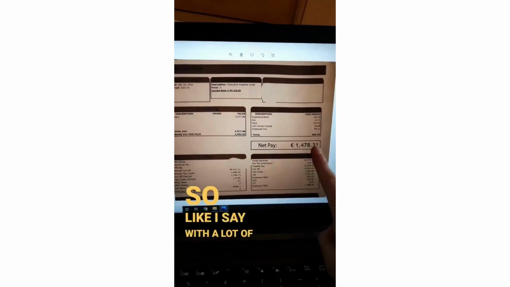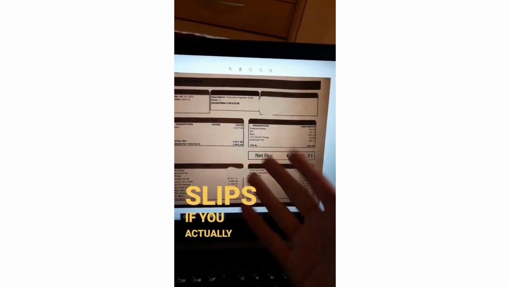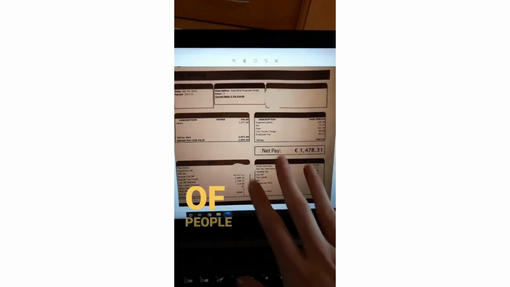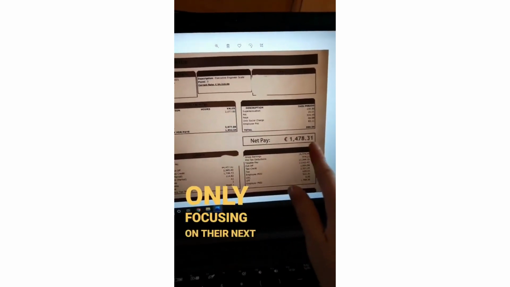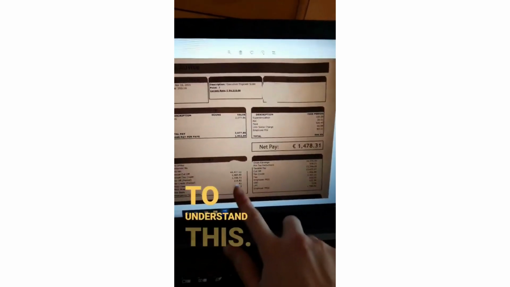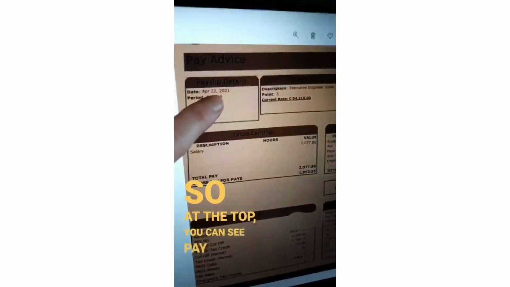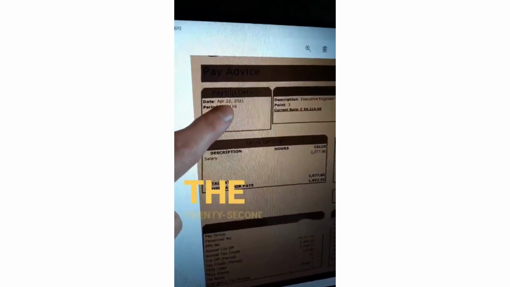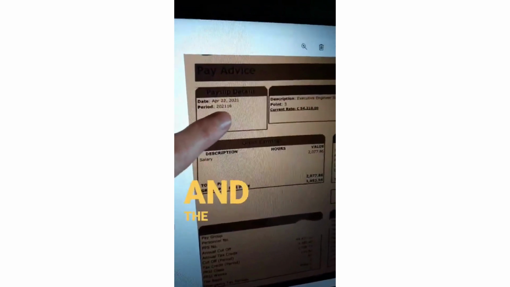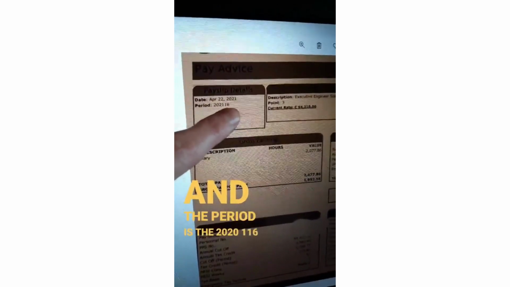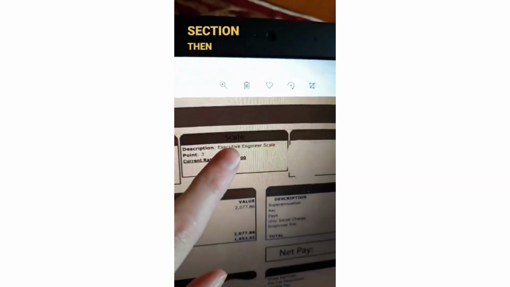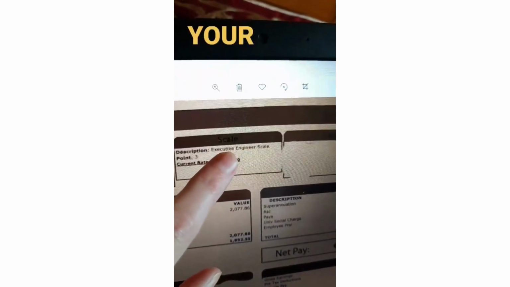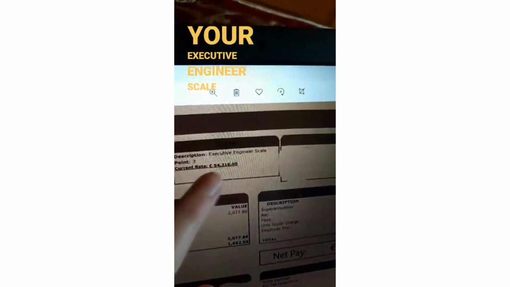So like I say with a lot of payslips, if you actually read them, which I guarantee you 70% of people do not read their payslips, they normally are only focusing on their net pay, but it's really important to understand it. So at the top, you can see payslip details. This was done for the 22nd of April 2021, and the period is the 2021-16, so the 16th week for 2021. Next section then, under scale, you have your executive engineer scale 0.3.